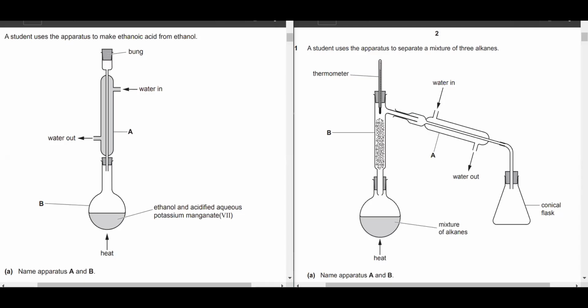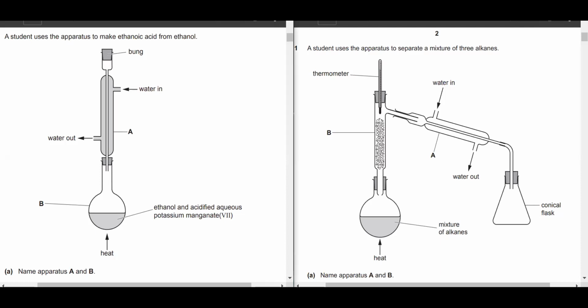These are the two questions from two different variants of October-November 2021. I'm labeling the question on my left-hand side as question number A and the one on my right-hand side as question number B. Both the questions are related to the apparatus setup.